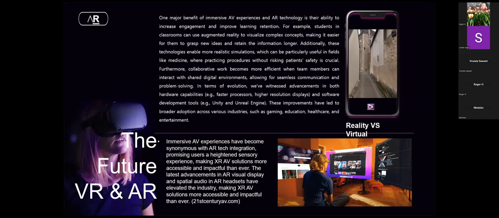Furthermore, collaborative work becomes more efficient when team members can interact with shared digital environments, allowing seamless communication and problem solving. In terms of evolution, we've witnessed advances in hardware capabilities. So I'm speaking about, for example, faster processors, higher resolution displays, and also software development tools. And these two examples that I'm bringing, and Paulo is bringing here today, Unity and Unreal Engine, are some of the examples. So these improvements have led to broader adoption across various industries such as gaming, education, healthcare, and entertainment.